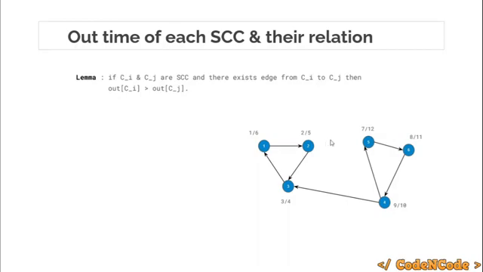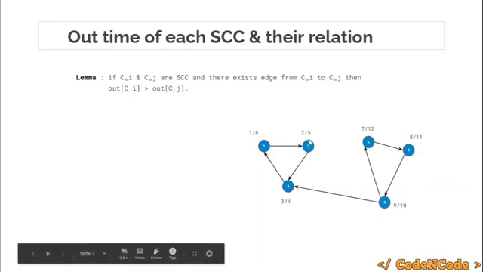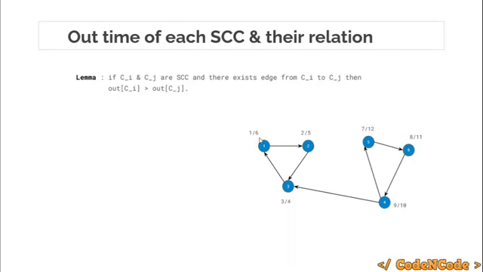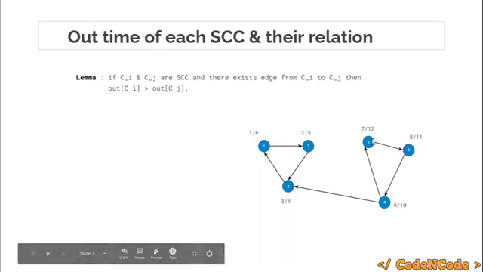So this SCC is made up of 1, 2 and 3 vertices. So the maximum of out time of all of these 3 is 6. It is having 4, it is having 5, it is having 6. So of course the maximum is 6. So out time of this SCC is actually 6. Out time of this SCC is 12, right?